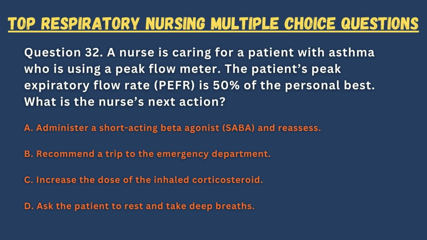Question 32. A nurse is caring for a patient with asthma who is using a peak flow meter. The patient's peak expiratory flow rate, PFR, is 50% of the personal best. What is the nurse's next action? A. Administer a short-acting beta agonist, SABA, and reassess. B. Recommend a trip to the emergency department. C. Increase the dose of the inhaled corticosteroid. D. Ask the patient to rest and take deep breaths.